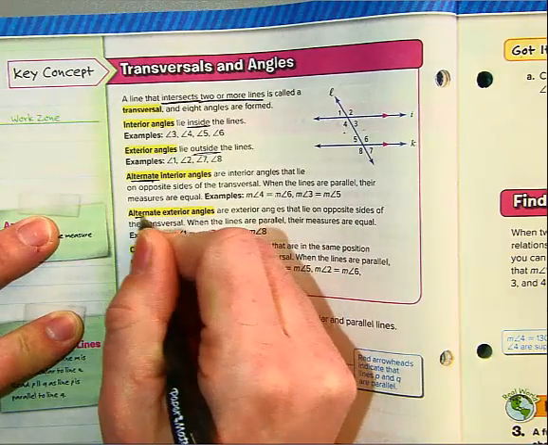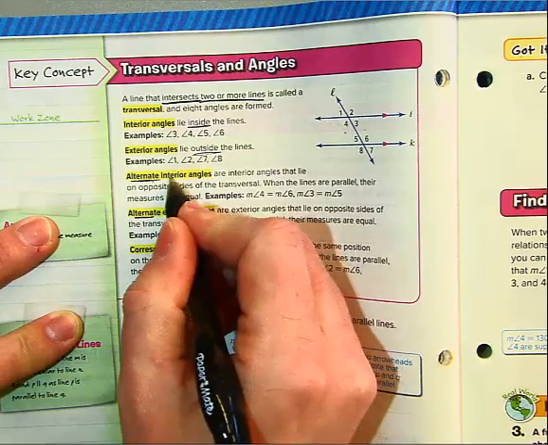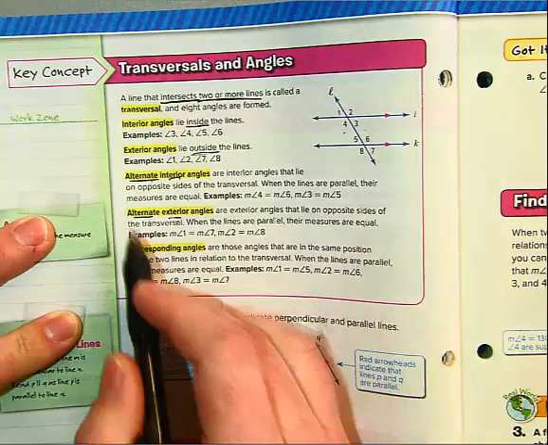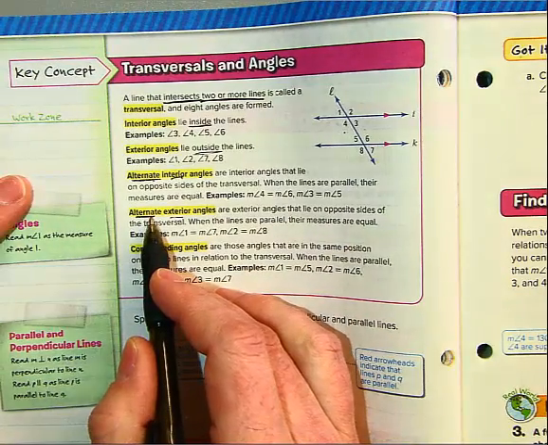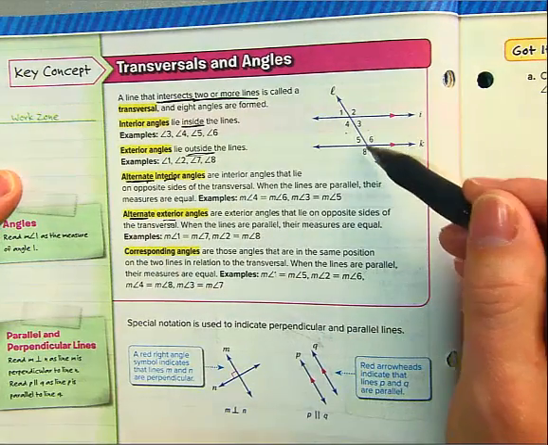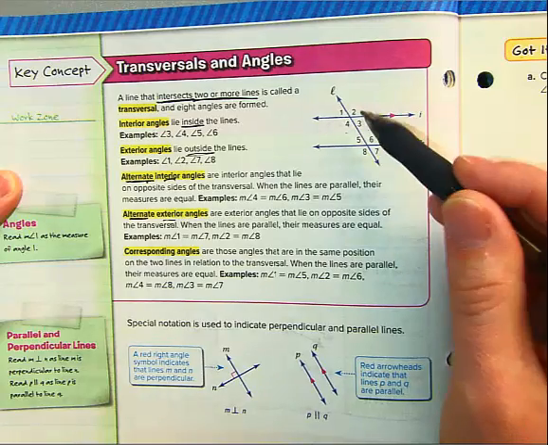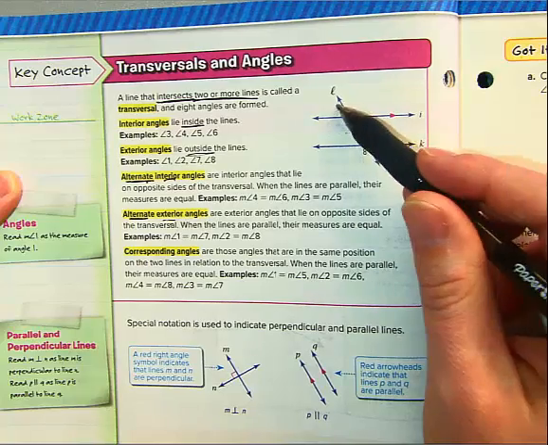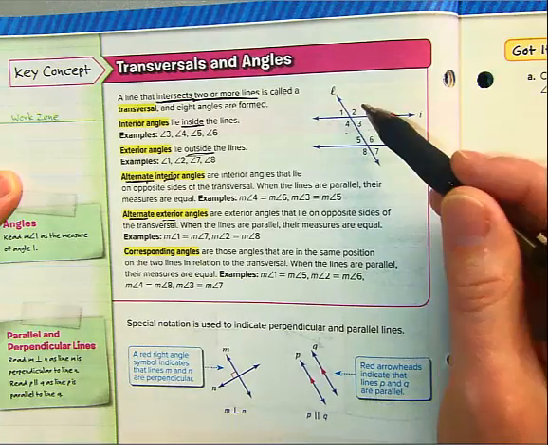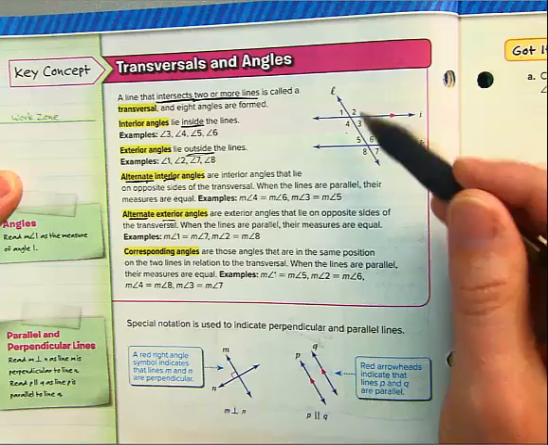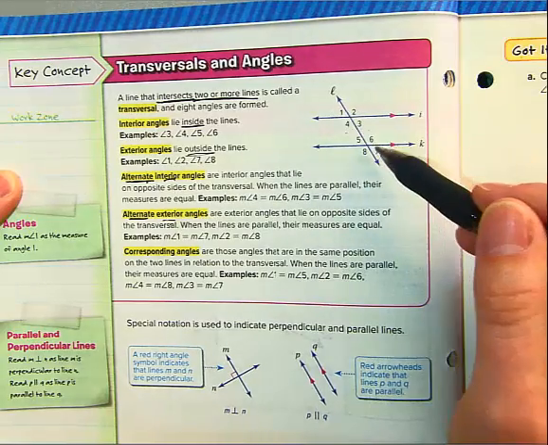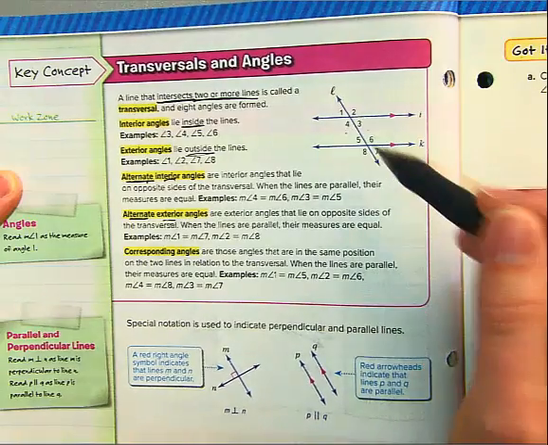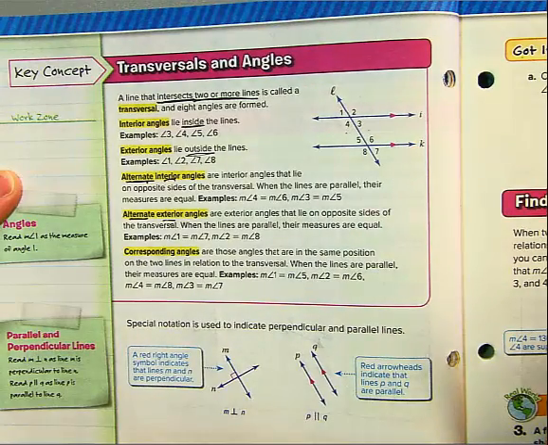Now the next one is alternate exterior. Well, exterior here means outside, so you're dealing with outside angles. Alternate, on opposite sides. So you're looking at the outside. Now what are the opposite angles on the outside? Well, 8 and 2 are on opposite sides of the transversal, and they're on the outside. So those are alternate exterior angles. And then 1 and 7 are on alternate opposite sides, and those are also on the exterior. Okay?